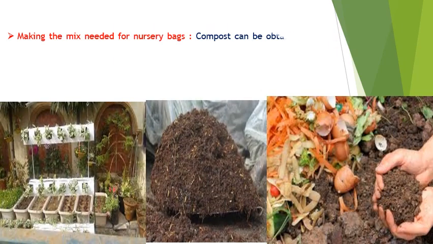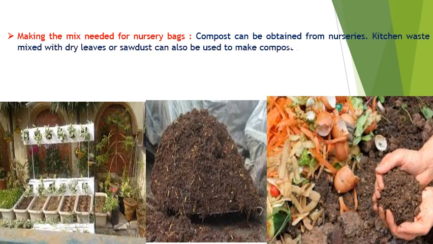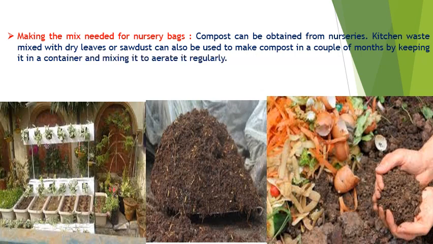Third step is making the mix needed for nursery bags. Here, compost can be obtained from nurseries. Kitchen waste mixed with dry leaves or sawdust can also be used to make compost in a couple of months by keeping it in a container and mixing it to aerate it regularly.